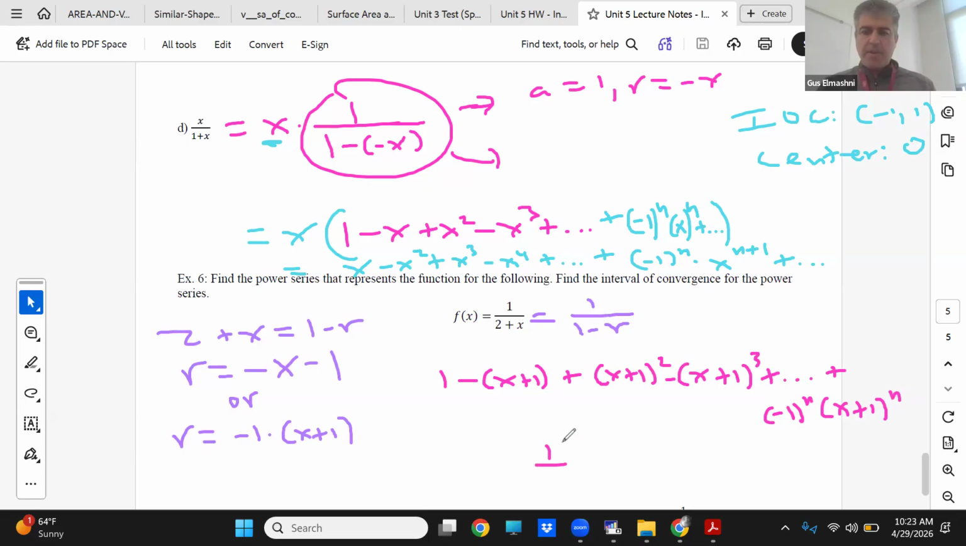And your IOC would be from negative 2 to 0. Well, let's solve this really fast. What's your IOC here? No, negative 2 to 0. I got it. Yeah, negative 2 to 0. We're good. And it's centered at negative 1.